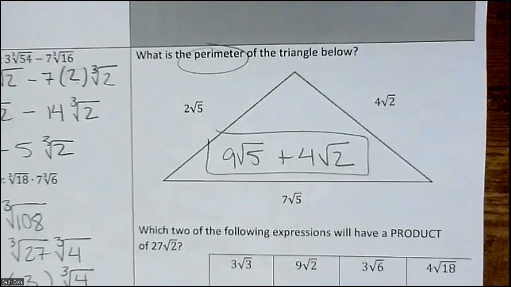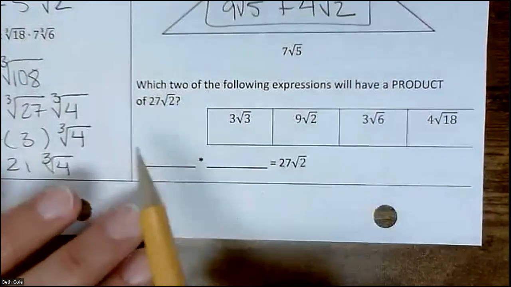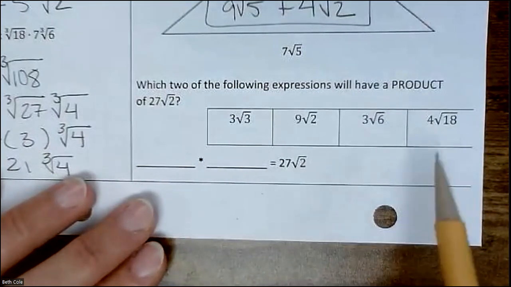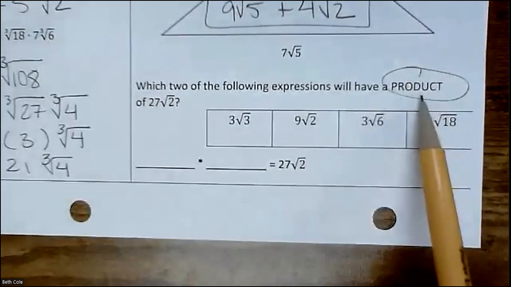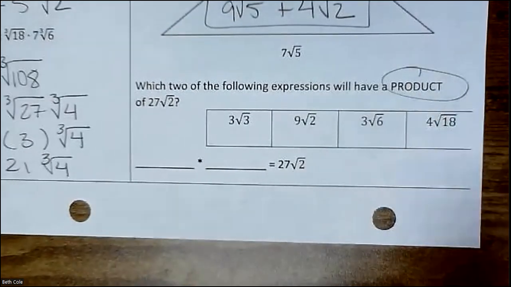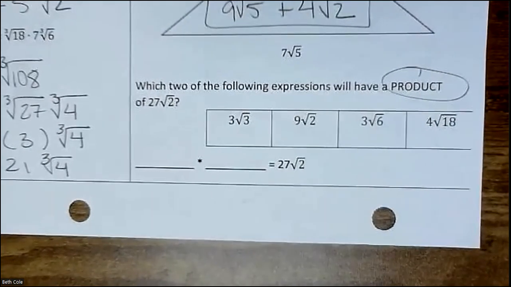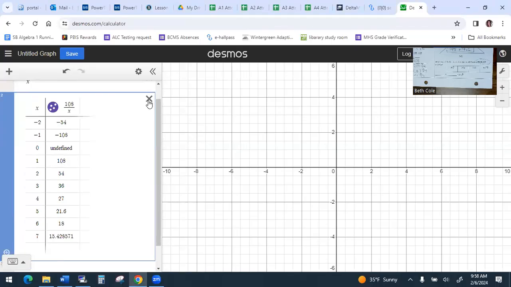So I'm going to show you more in the calculator with this. Can you please just watch? It says which 2 of these are like your choices. It's like a drag and drop thing. Have a product of this. What does product mean? Multiplication. All right, watch. I just need you to watch, but please watch because you will be able to just type this in your calculator to get the answer.